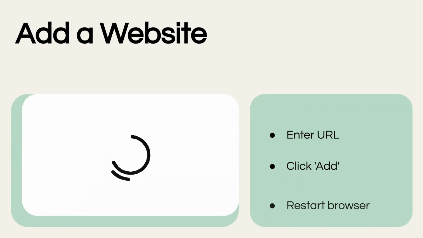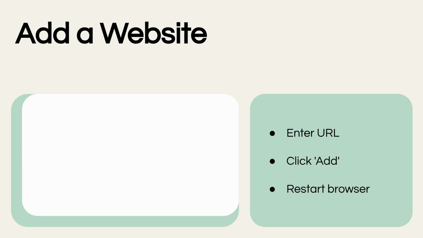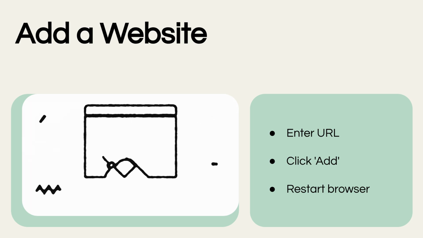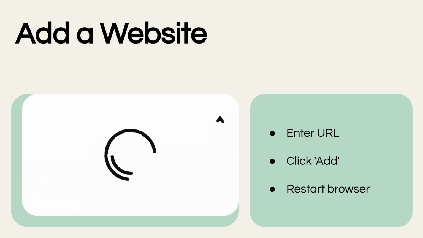Under Internet Explorer mode pages, you can add the specific URL of the website that requires compatibility. Enter the address and click Add. The site will now load using the IE rendering engine.